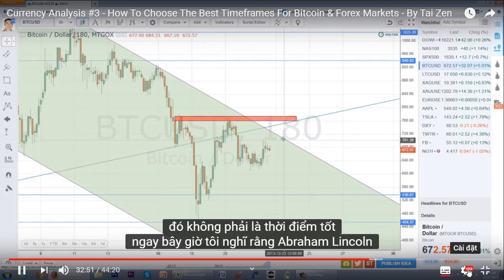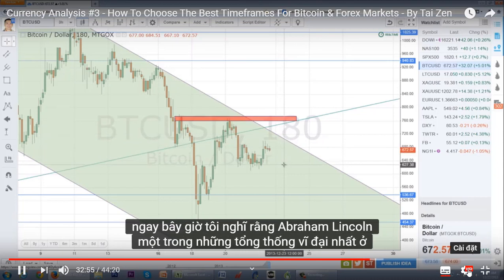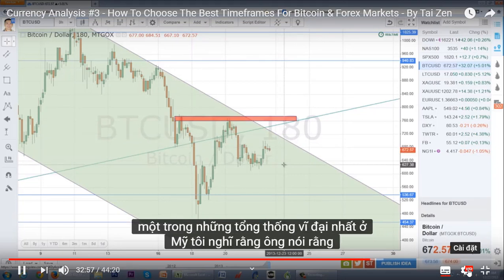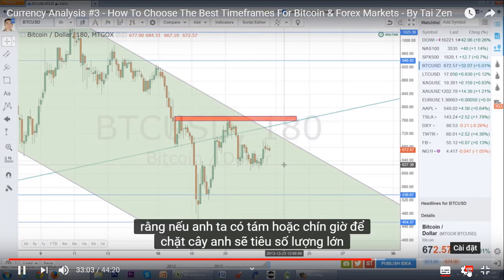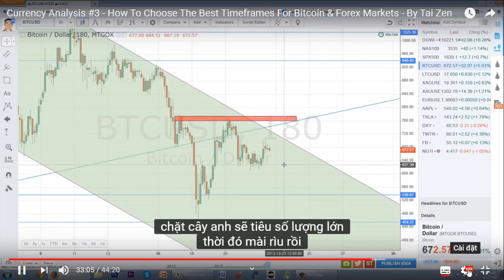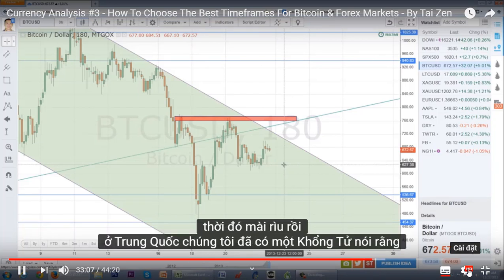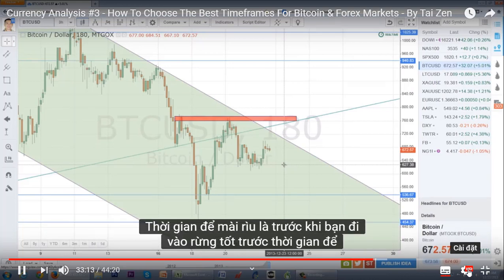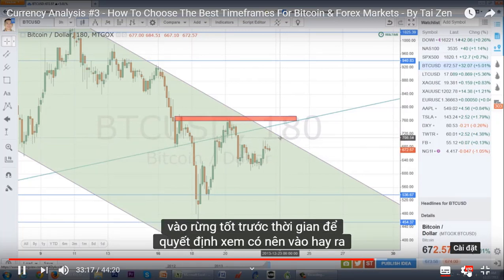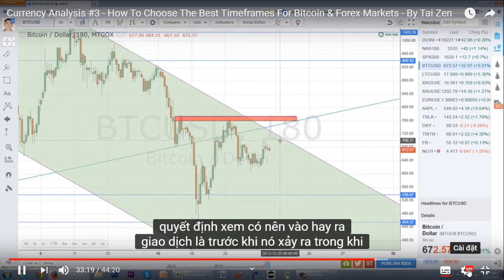I think Abraham Lincoln, one of the greatest presidents in America, said that if he had 8 or 9 hours to chop down a tree, he would spend the bulk of that time sharpening the axe. And then in China, we had Confucius say that the time to sharpen the axe is before you go into the woods. Well, the time to decide whether to get in or out of a trade is before it happens.